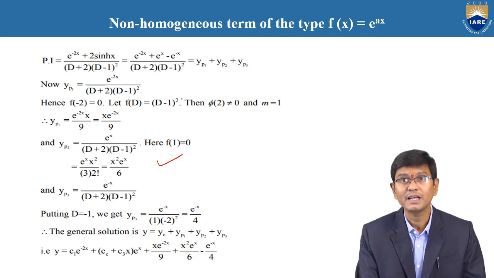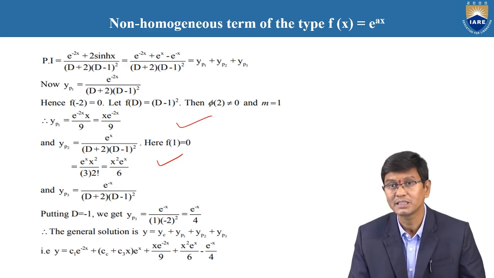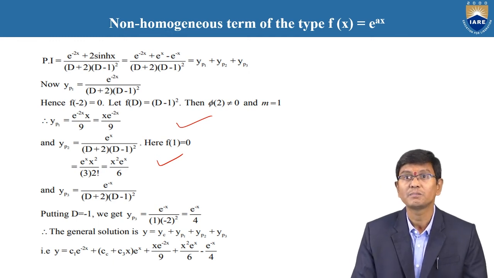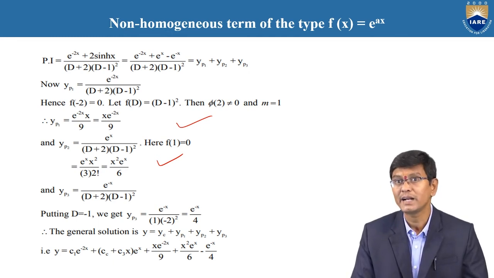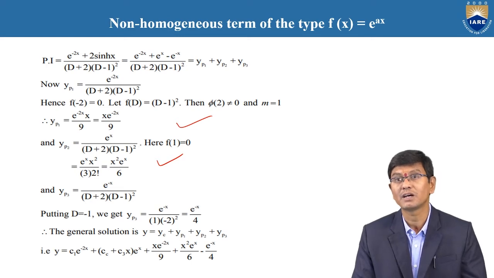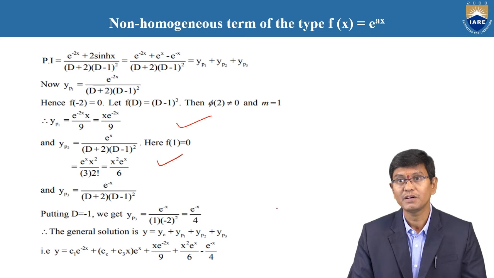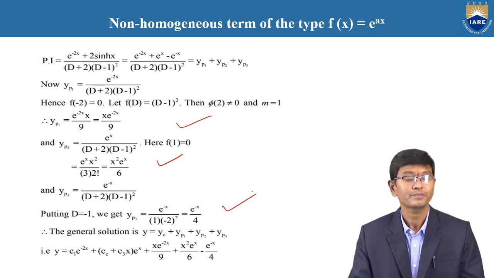Therefore, yp1 is equal to x into e power minus x by 9, and yp2 is equal to x square into e power x by 6. Now we need to find yp3, that is e power minus x by (D plus 2) into (D minus 1) whole square. But here the denominator is not equal to 0, so we directly replace D with minus 1. Therefore, yp3 is nothing but e power minus x by 4.